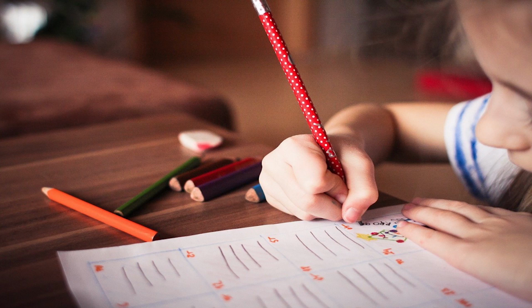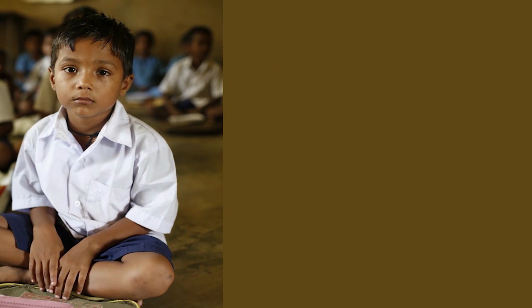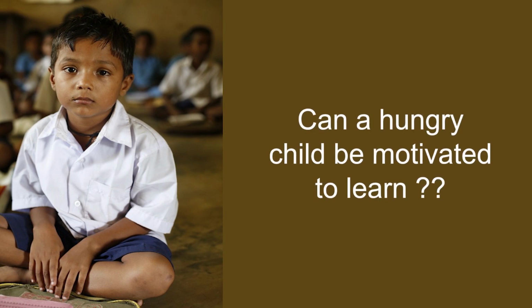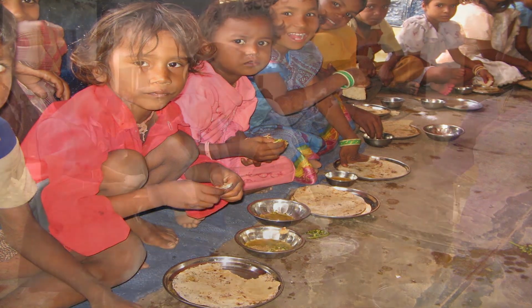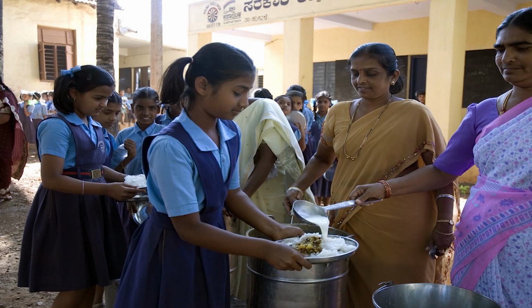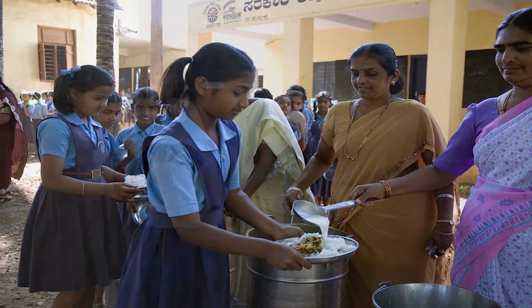Now, here I would like to give you an example. For example, if a child is hungry and this hungry child is coming to the classroom, do you think that the hungry child will be motivated to learn? Can we motivate this child to learn? No. So first of all, this biological need, that means he needs food, must be fulfilled. And you must have heard about the midday meal schemes. Midday meal schemes in schools are designed so that no child remains hungry, and once this biological need is fulfilled, then they can be motivated to learn.